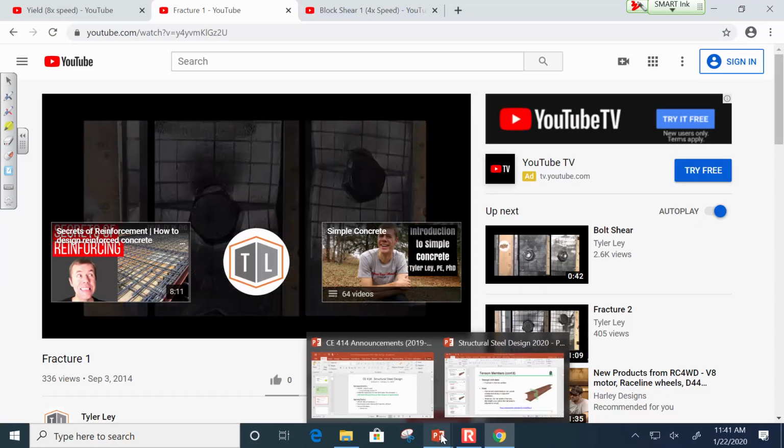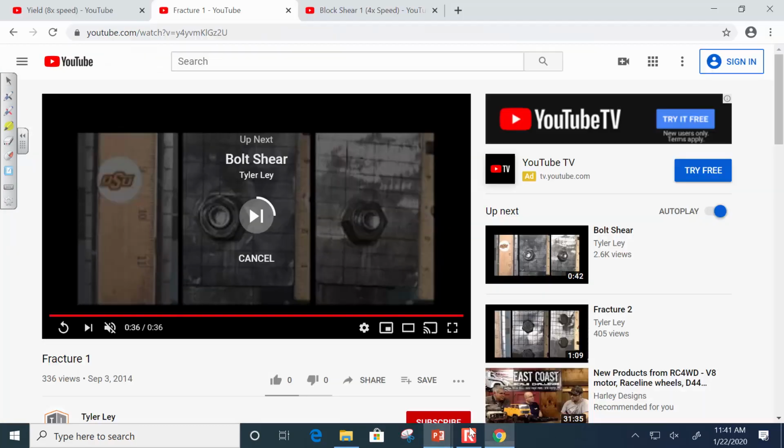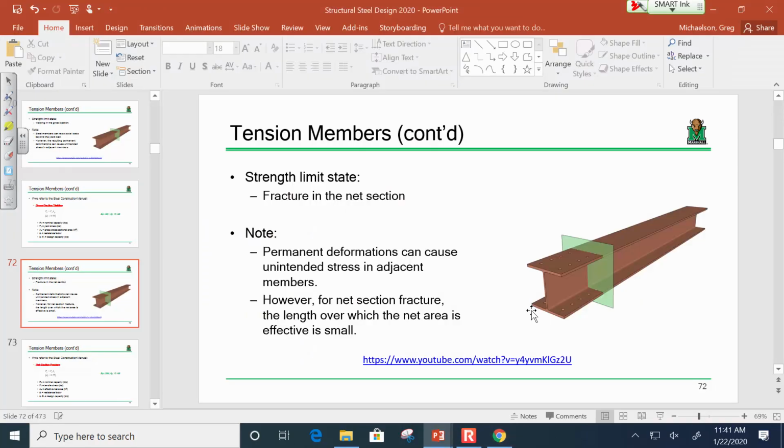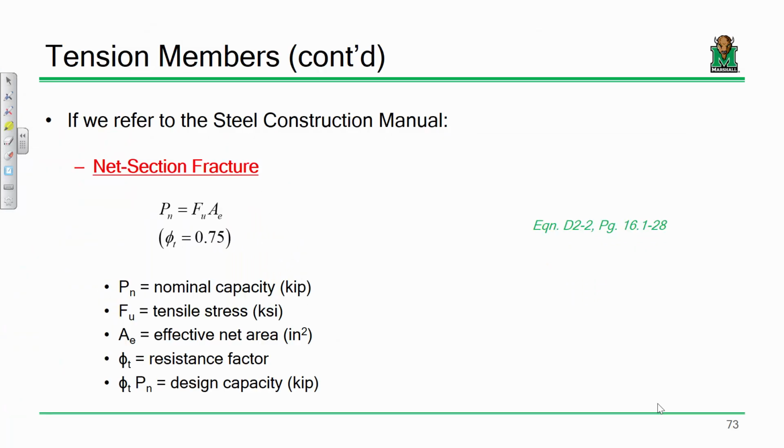Now, if we look at our expression, there's a couple things that are a little different. It's a similar formula, although we're not limiting it to the yield stress, we're limiting it to the tensile stress, so the stresses are different. Instead of the gross area, we're looking at this net area, or more specifically, an effective net area. We'll talk about that later. But look at our phi value. Before our phi value was 0.9, now it's 0.75.